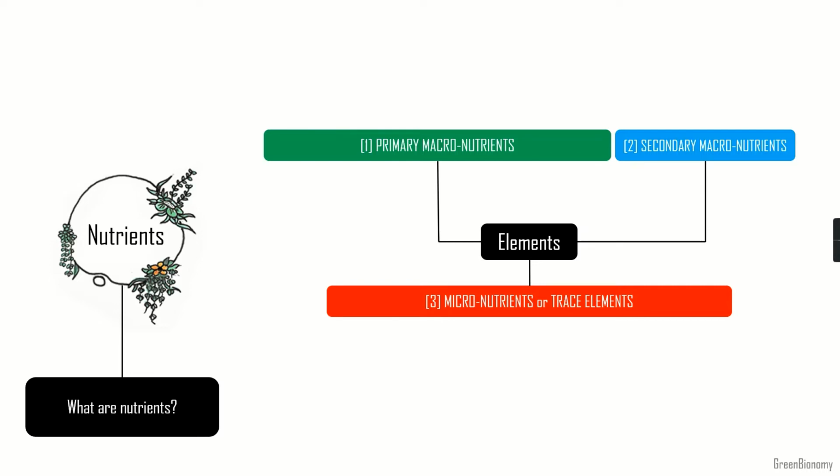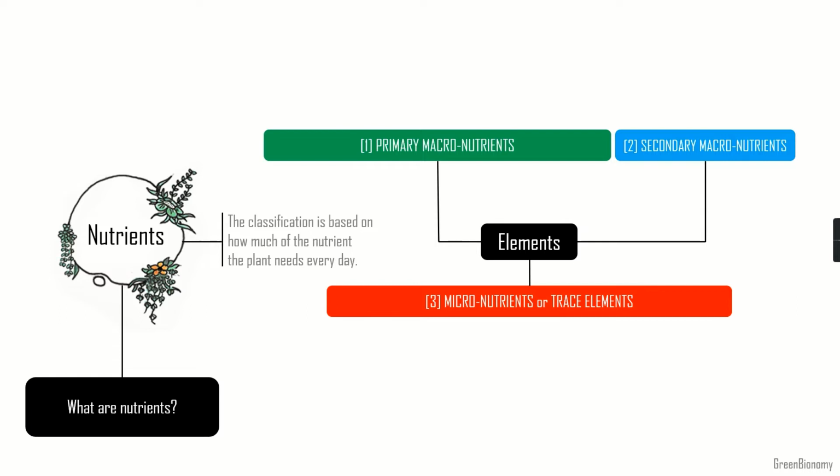Now, the classification for these categories is based on the amount of the element or nutrient the plants need to absorb every day. So the more the plants need it, the more important it is, and the higher it is in the categories, going from primary to secondary to micro or trace elements.